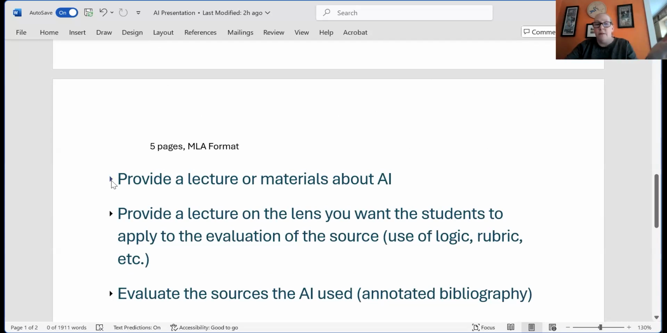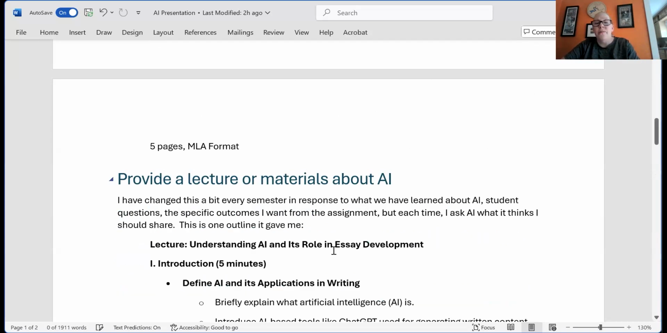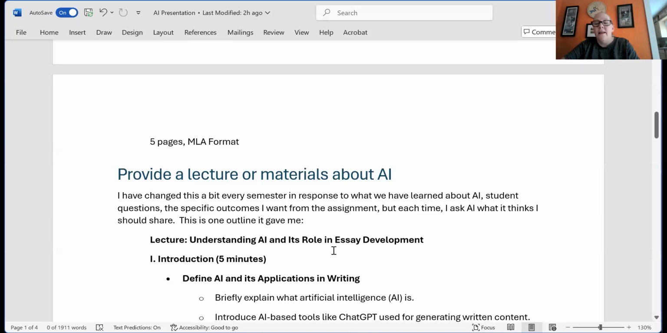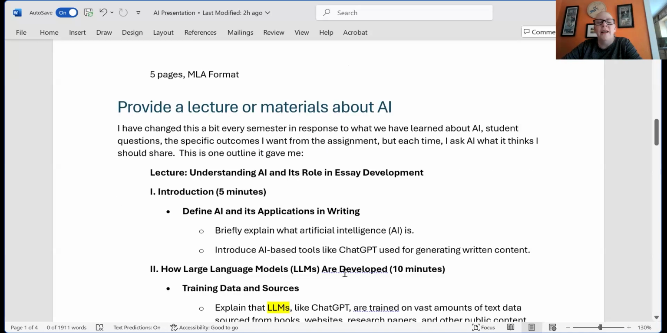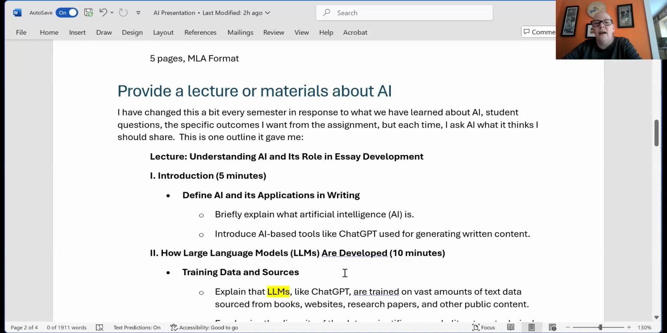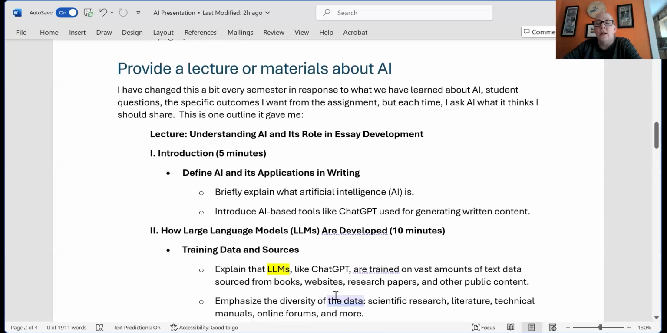And so then I would give them the prompt, and then I give them a lecture about AI. Now, I don't have a lecture PowerPoint to give you. So what I've given you is the one that I generated when I was trying to generate this first lecture. I used AI to develop a lecture on AI and had it give me an outline for this lecture. And it hit some really good points. And I kind of highlighted a few here.